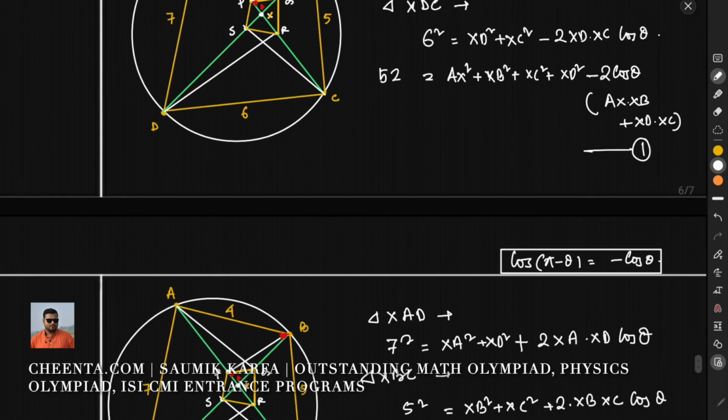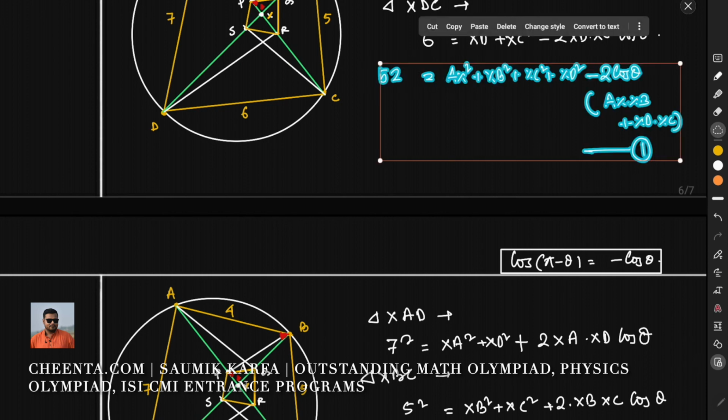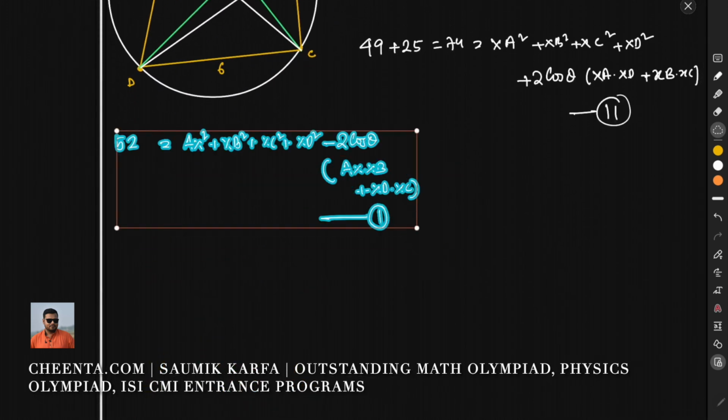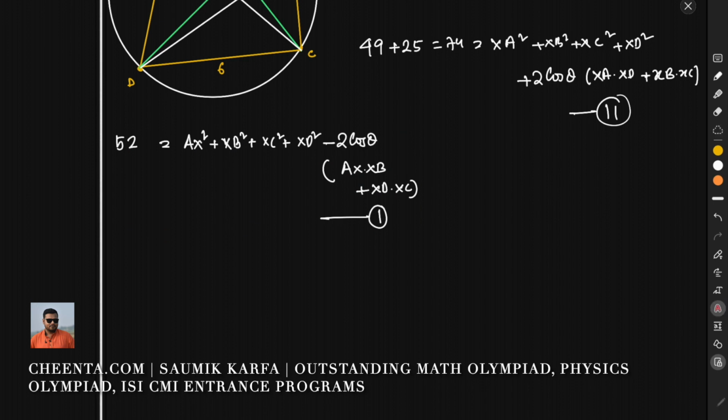Okay, now let me just copy equation 1 here. So this is our equation 1 and this is equation 2. Now from equation 2, if we subtract equation 1, what do we get? All these terms such as XA square, XB square, XC square and XD square will just vanish. They will cancel out, and whatever things are remaining, they will be there. So let us do this simplification.